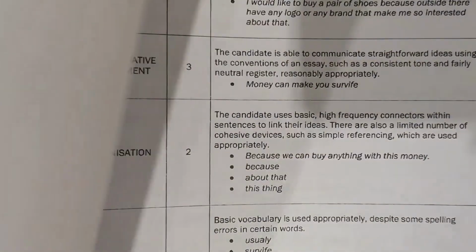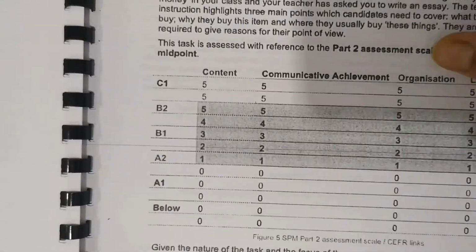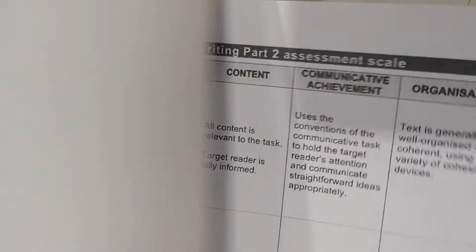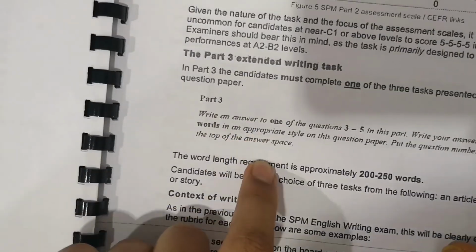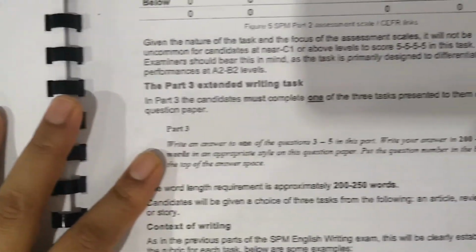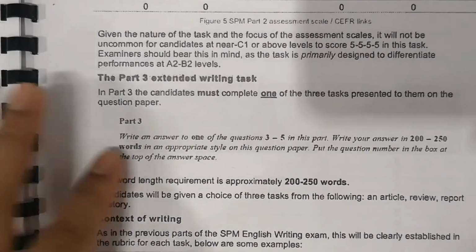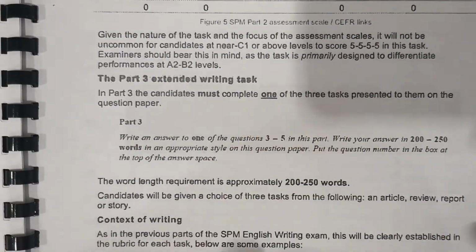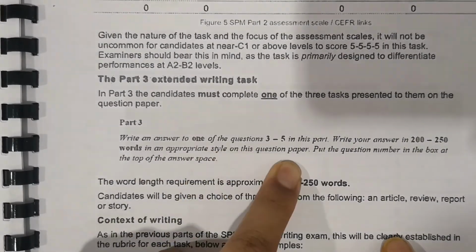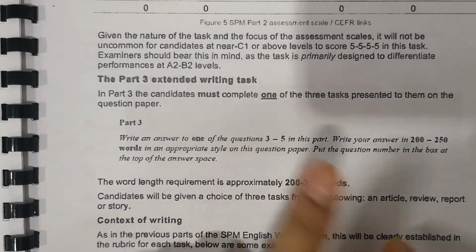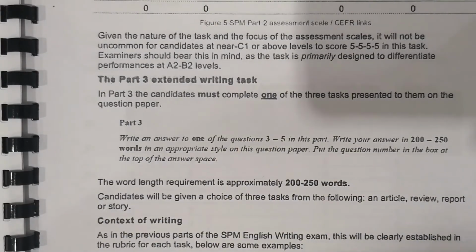Alright, so let's move on to our part 3, which is this question. Okay, extended writing task. In part 3, the candidates must complete one of the 3 tasks presented to them on the question paper. Okay, write an answer to one of the questions. So there will be question 3, question 4, and question 5. So you have to choose one of them.